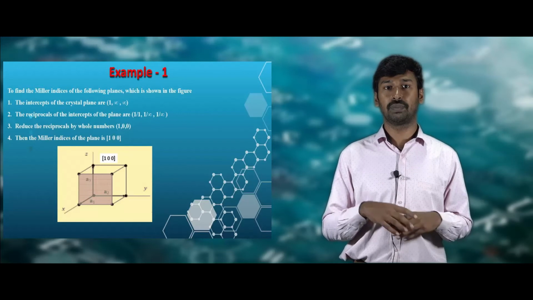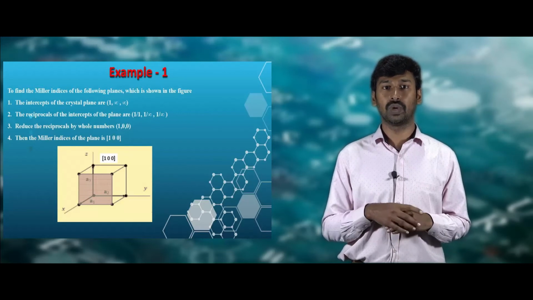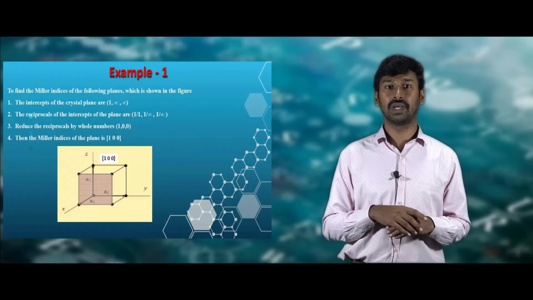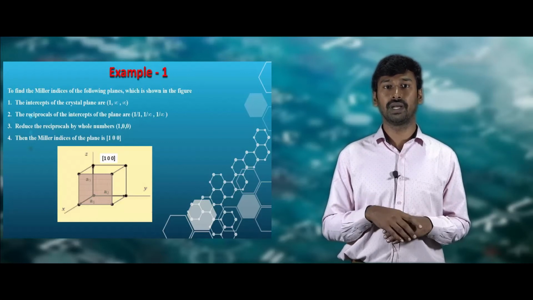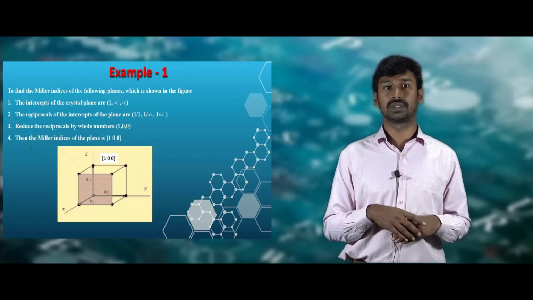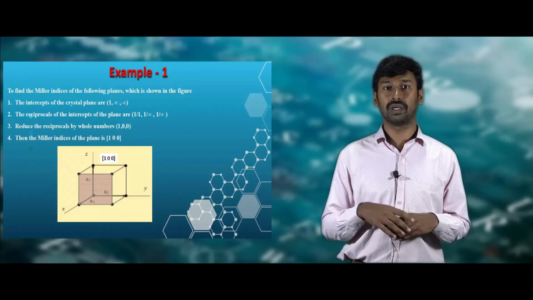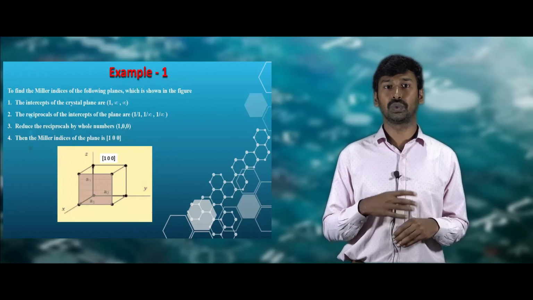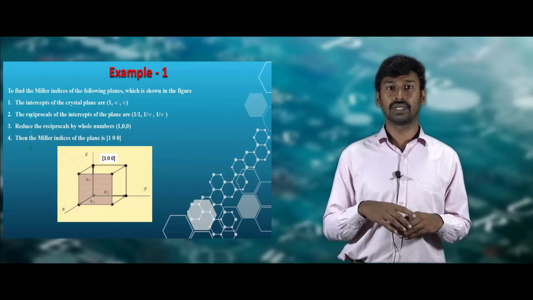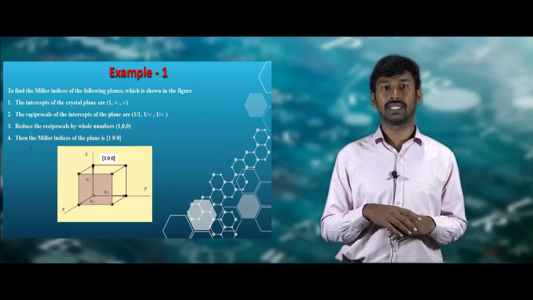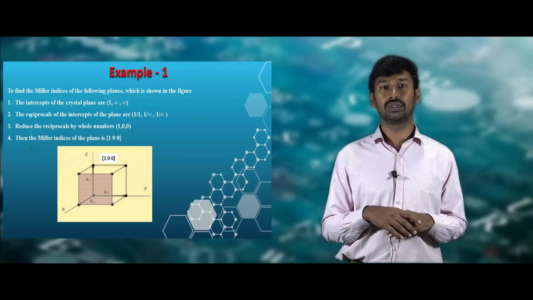First one, here the plane is given which is parallel to y and z axis. Then the intercept of this plane is given by 1, infinity, infinity. Then next we are taking the reciprocal of this intercept. Then the values are 1 by 1, 1 by infinity, 1 by infinity. Then we reduce this reciprocal into a whole number, that is 1, 0, 0. Then the Miller indices of the plane is given by 1, 0, 0.